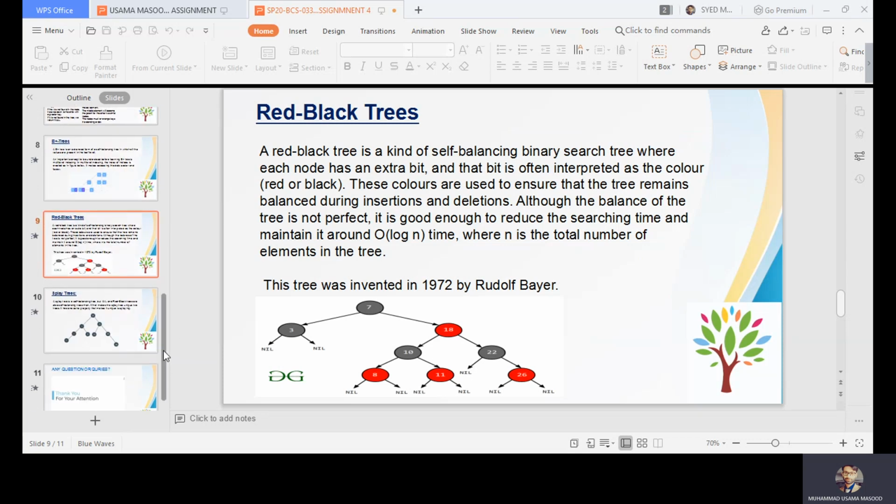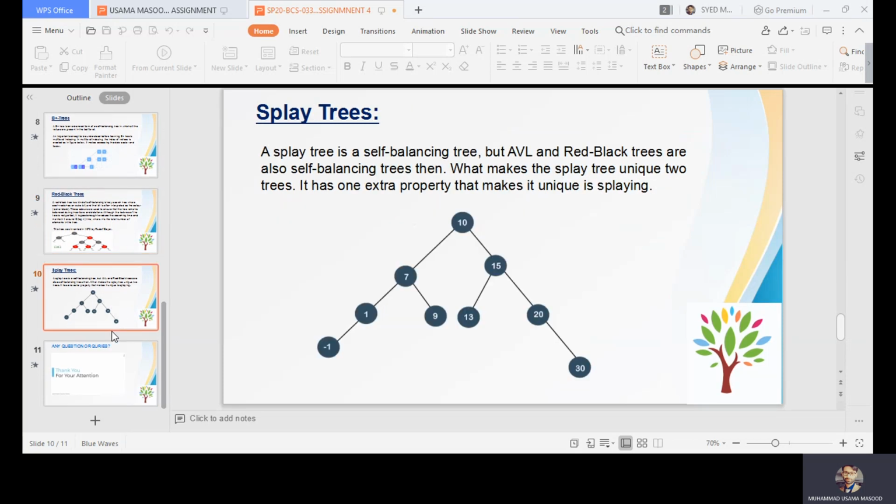So finally we will talk about Splay trees, and this was the last tree of our discussion. So take a look at the definition of Splay trees. A Splay tree is a self-balancing tree. As we discussed earlier, all these trees are self-balancing trees, like AVL trees, B-trees, B+ trees, and red black trees. So it's also a self-balancing tree.